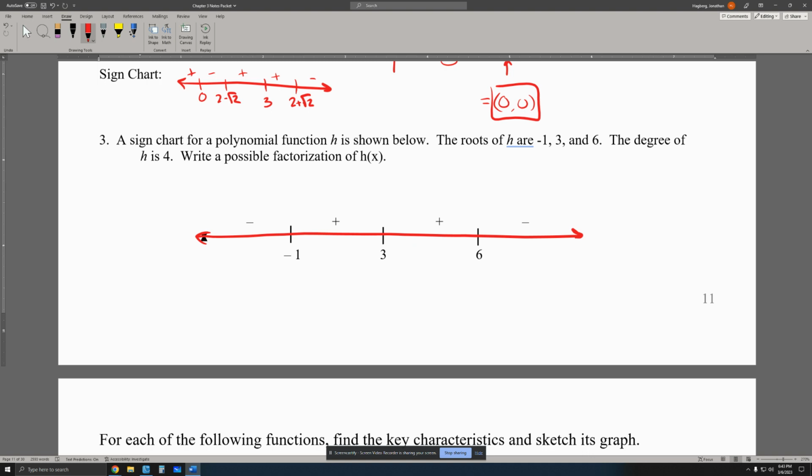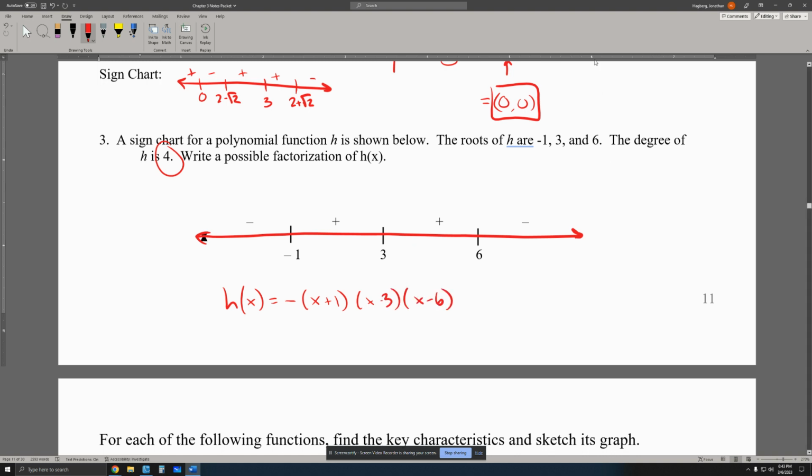All right. So I know that the degree is 4, which is even. So I notice that the left and right-hand side are negative. So that tells me that we have a negative leading coefficient. Okay. I also know that we have zeros at -1, 3, and 6. So I'm going to go ahead and write out each of those factors. So x plus 1, we have x minus 3, and then also x minus 6.